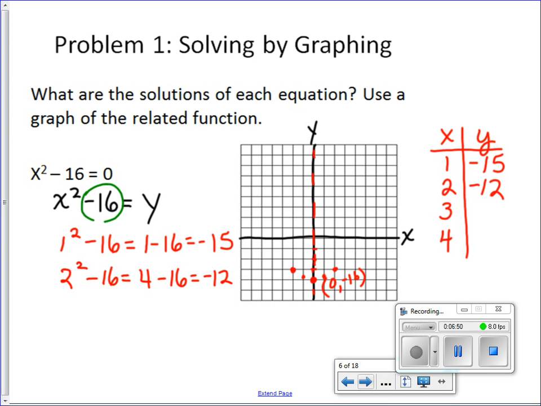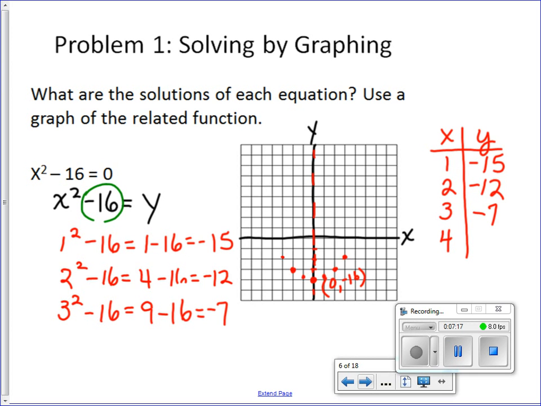Let's replace it with 3. 3 squared minus 16. 3 squared is 9. 9 minus 16 would give us negative 7. So 3, negative 7 will be on our chart, and that would be right above this line.